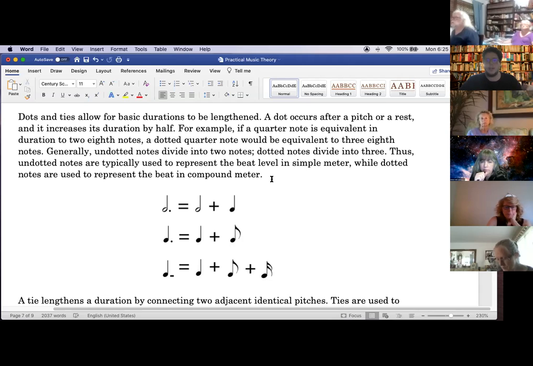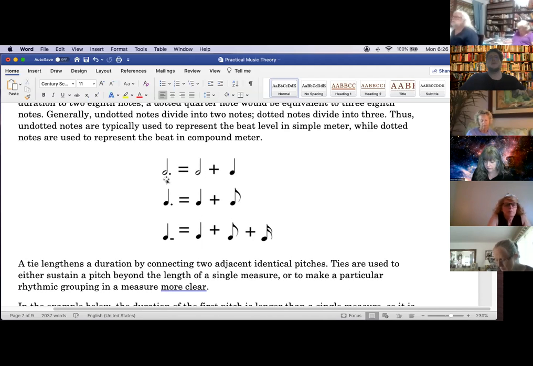Ta-kee-da, ta-kee-da, ta-kee-da, ta. So very simplistically, if you want to remember this in a way, simple meter is like a march, and compound meter is like a waltz. So if you can waltz along to it, you know it's in some kind of compound meter. If you could march along to it, you know it's in some kind of simple meter.